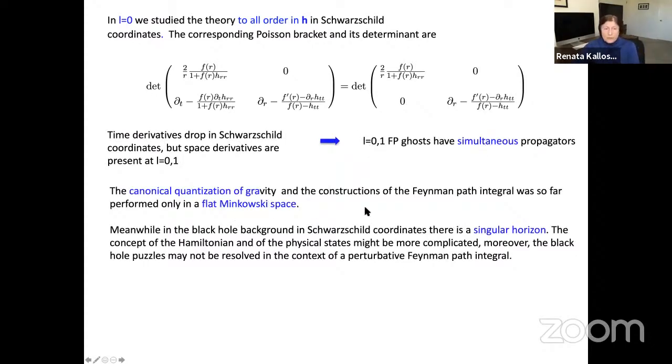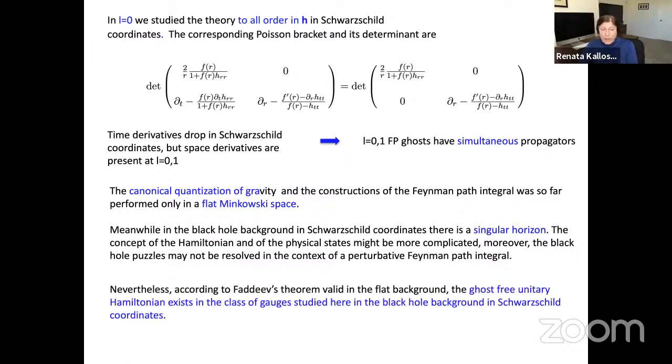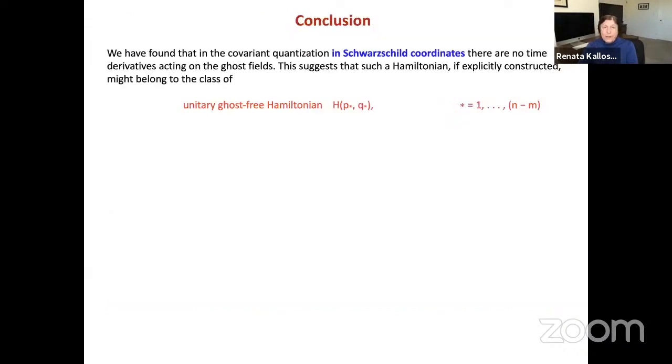And so the canonical quantization of gravity was not performed. What is known is only in Minkowski space. Now that we have a singular horizon, this is an extra new problem to address. But according to the Faddeev theorem, which is valid in the flat background, the ghost-free unitary Hamiltonian exists in the class of gauges which we studied here. And this is my final slide. I think I am in time.